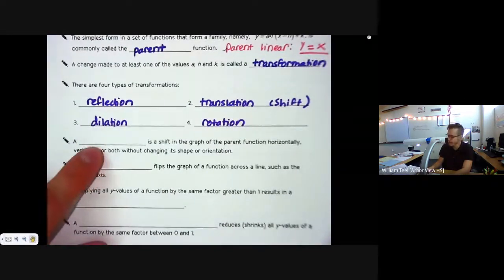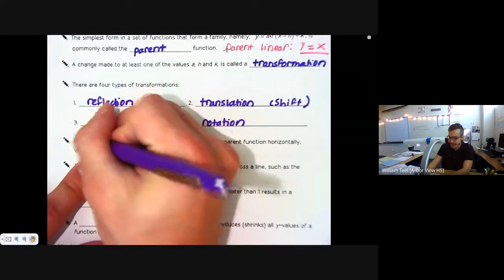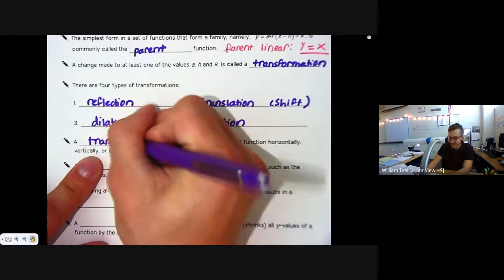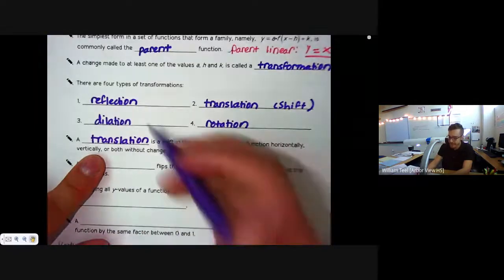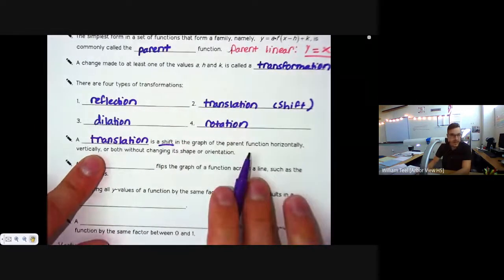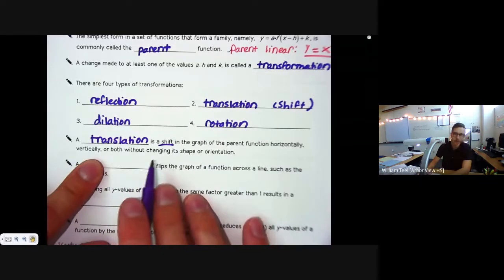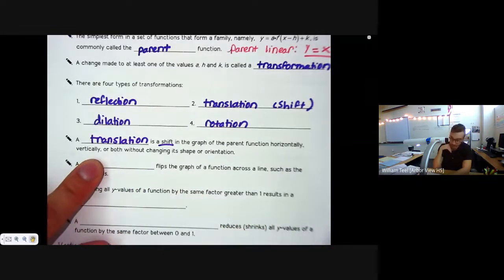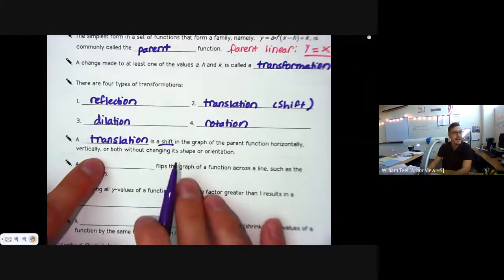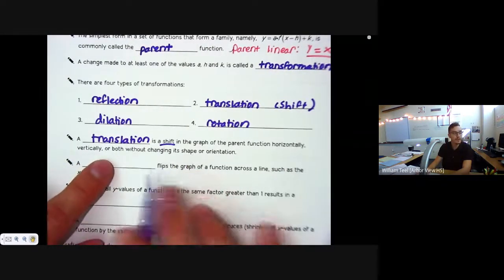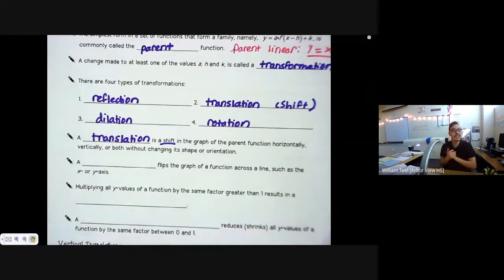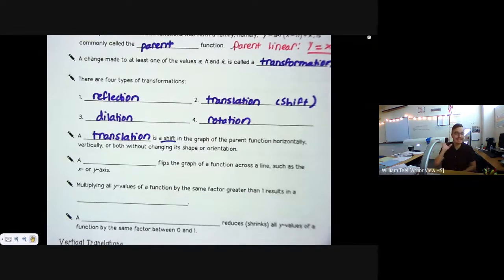So if we look down here, a translation is the first kind of transformation that we're going to look at specifically today. A translation is a shift in the graph of the parent function horizontally, vertically, or both without changing its shape or orientation. Something to note about translation, this means we are simply moving to the left or the right, up or down. We are not changing anything about the graph other than simply where it lies on the coordinate plane. So we're not changing the direction of it. We're not changing the slope of it. We are simply looking at the same graph, just shifted right, left, up, or down.